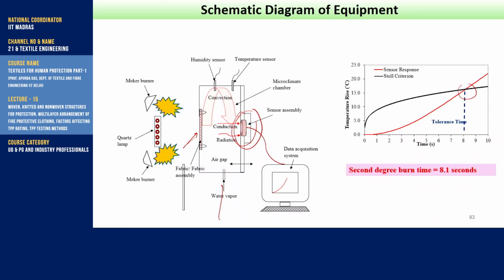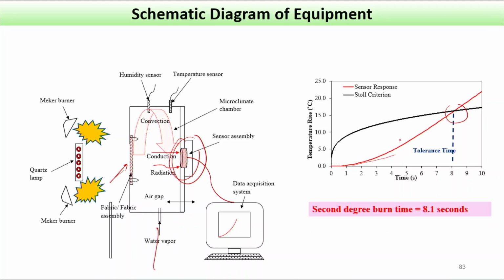The second degree burn time is where the sensor's response curve intersects with the Stoll curve, and that is termed the second degree burn time. As far as this figure is concerned, it is 8.1 seconds. So, this is the 8.1 second time.